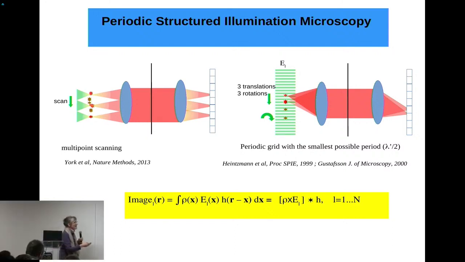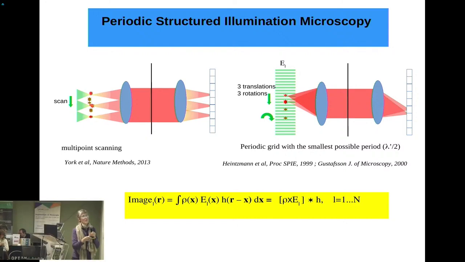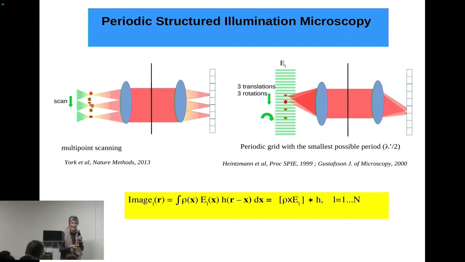And at the limit, this here could be seen as the limit of this. If you take the smallest possible grid with the smallest possible period, lambda over 2, you are recovering the periodic structured illumination microscopy. And in this case, you need very few images because the period is so small. And here you need more images. And always, you have the same illumination, the same model for each low resolution image.